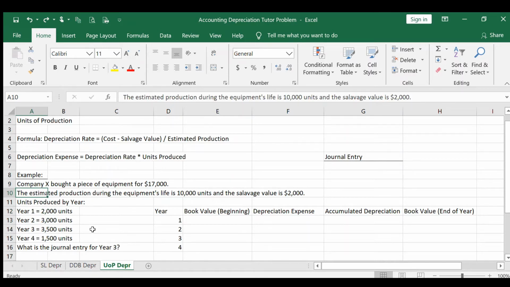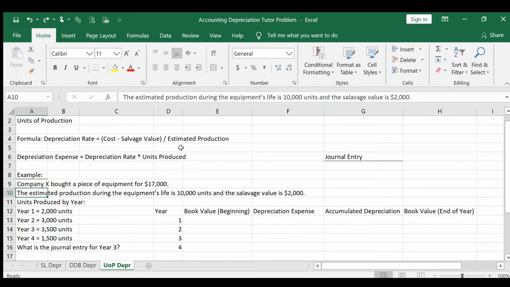We have company X bought a piece of equipment for $17,000. The estimated production during the equipment's life is 10,000 units, and the salvage value is 2,000. We have the units produced by year. Year 1, we have 2,000 units. Year 2, 3,000. Year 3, 3,500. And year 4, 1,500 units. And then it asks us what our journal entry should be for year 3.